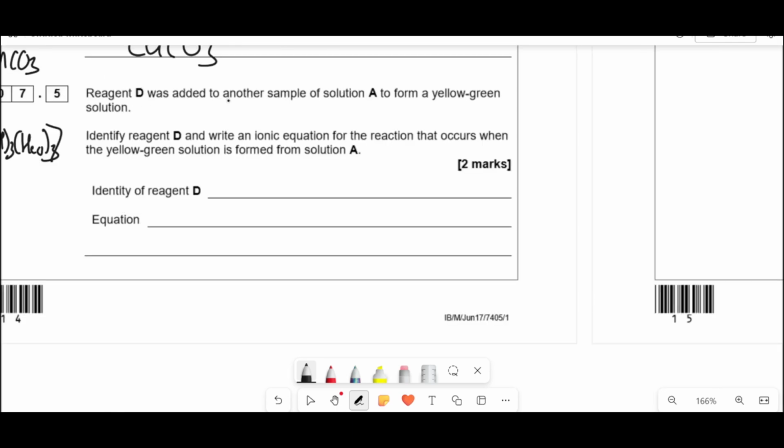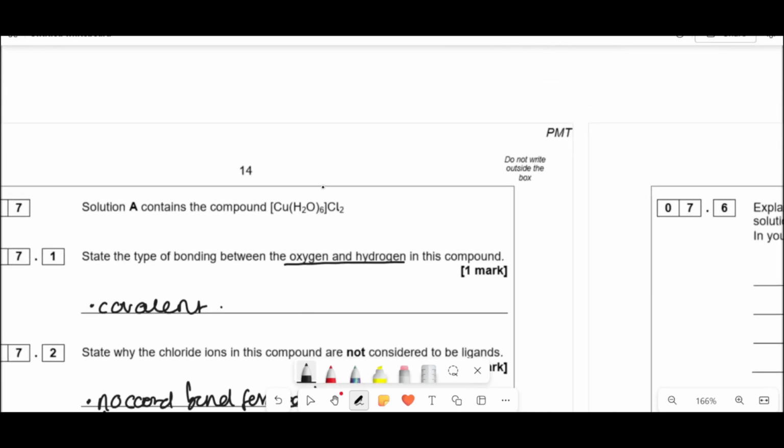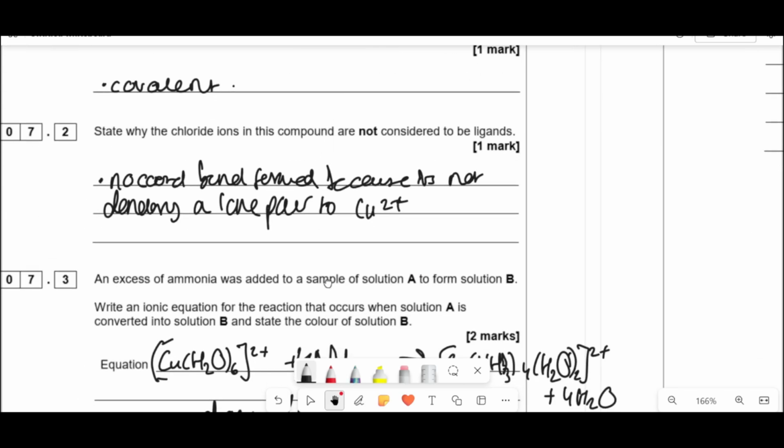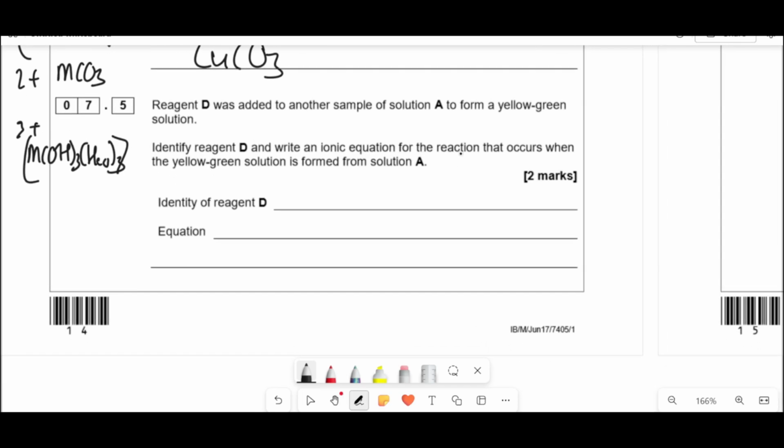There you go. Reagent D was added to another sample of solution A to form a yellow-green solution. Identify what reagent D is and write an ionic equation that occurs when the yellow-green solution is formed from solution A. So we're looking at solution A, remember, which is Cu(H2O)6Cl2, but that Cl2 is ionically bonded, not dative covalent bonded. So that means this is going to be a Cu2+ ion. We're making it go yellow-green. The one equation that you need to know is that you're making CuCl4 2-.